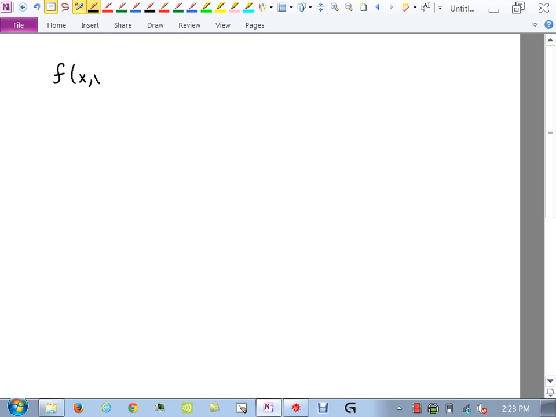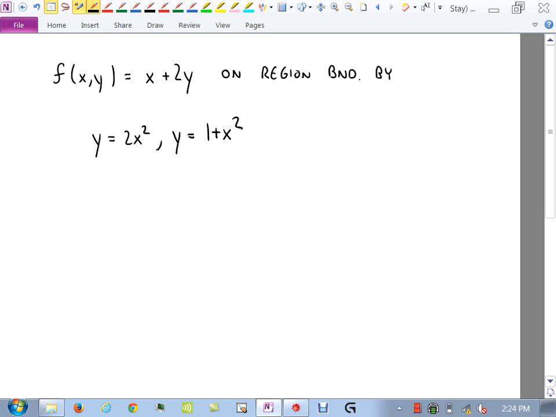So f of x, y equals x plus 2y on the region bounded by y equals 2x squared and y equals 1 plus x squared. Now, I have no problem with you using a graphing calculator to help you figure these things out. In fact, I encourage you to. I mean, everyone in here should know what those two look like. Everyone should know those are parabolas. But still, when we get to polar integrals, we're doing things over polar regions, you may not know what things look like, and so you might need the calculator.